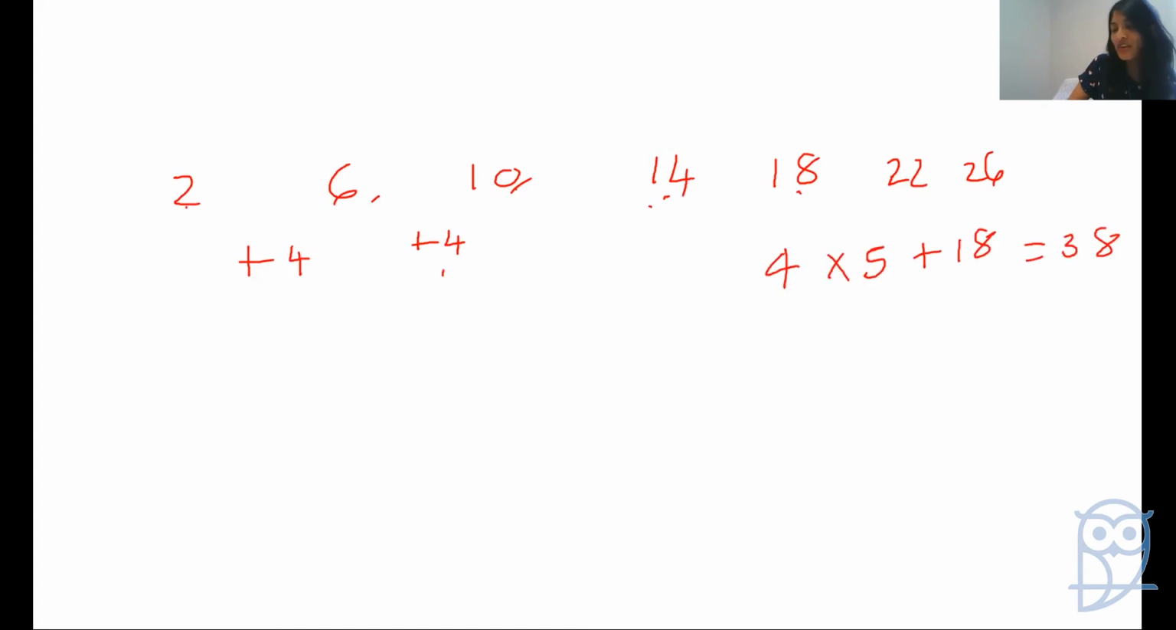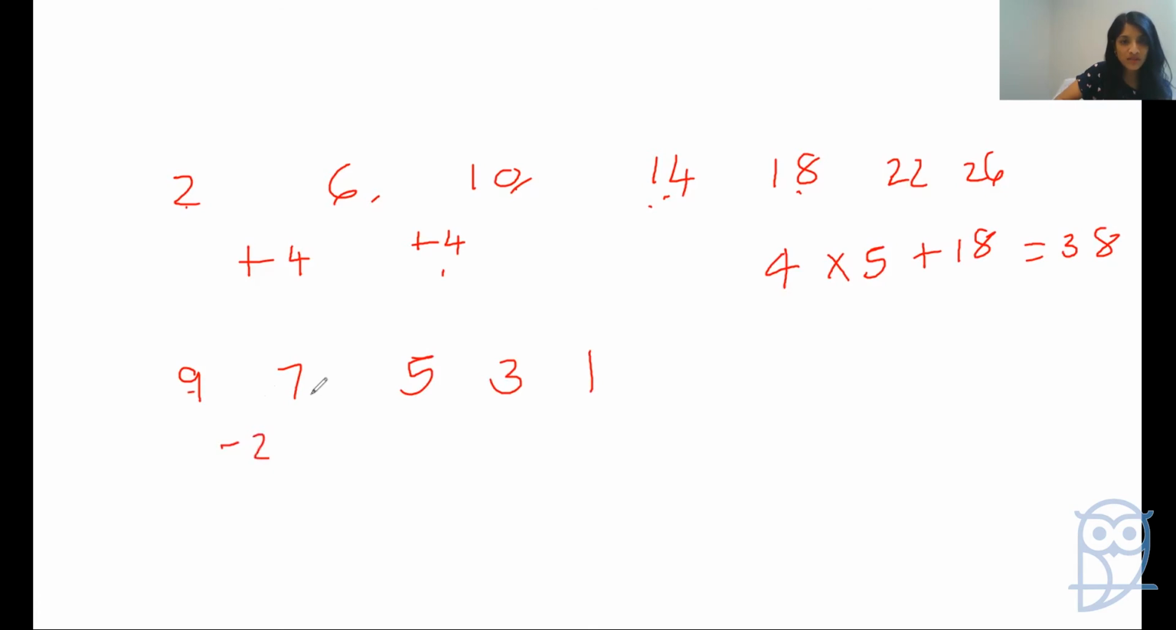Let's look for one that has a minus. Okay, I'm going to do number 8. Number 8 goes 9, 7, 5, 3, 1. Okay, and they want us, firstly, what is the rule? What is the term by term rule? The term by term rule here is we're minusing 2.